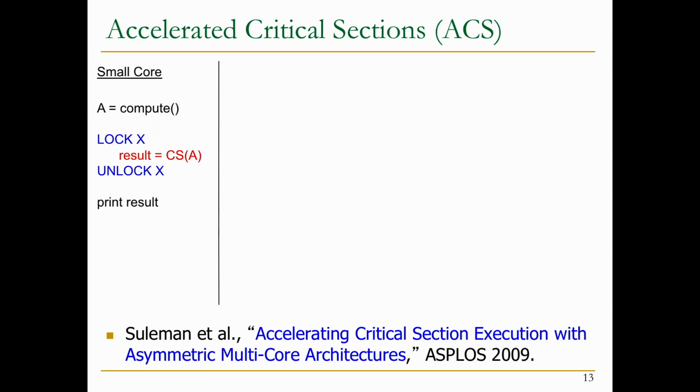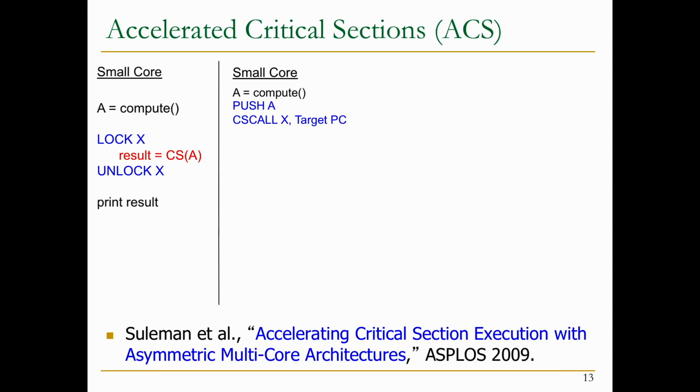You basically compute some result, and then let's assume that you want to update this result using a critical section. You have a lock, you take the lock, you execute the critical section code, and you unlock it. Let's assume that you do something else with the result later on. Now, with the accelerated critical section model, this doesn't get executed in the small core. What the small core does is it computes the private value, which is A over here, or the data over here, basically, let's say.